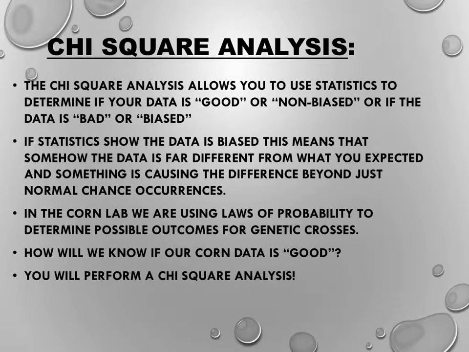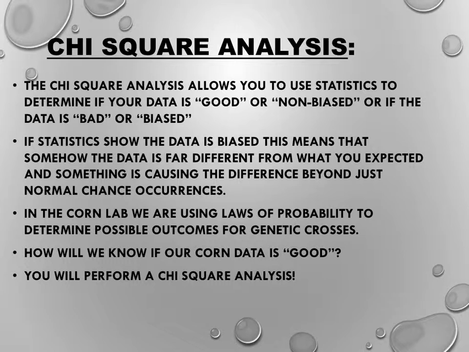Now, when we did our corn lab, where you looked at that yellow corn and the weird looking purple corn, and some of them were wrinkled and some of them were smooth. So hopefully you remember what I'm talking about. We used the laws of probability to determine all of the different outcomes based on what we knew the parents of those corn plants to be.